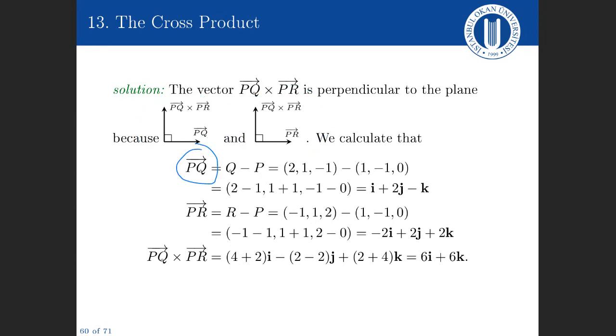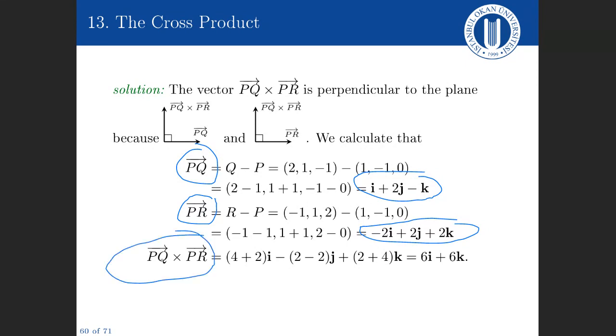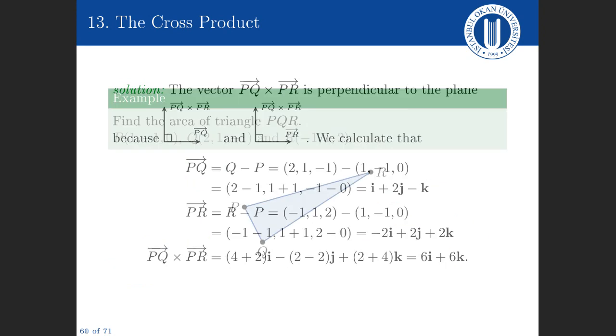So we calculate PQ. I'll leave this for you to check. We calculate PR. Again, I'll leave this for you to check. And then we take the cross product of these two vectors, using the formula from the theorem. I will leave it for you to check. It's 6i plus 6k. Please pause the video if you're rewatching this, or if you're reading the lecture notes. Take the time to go through this calculation and check that this is correct.